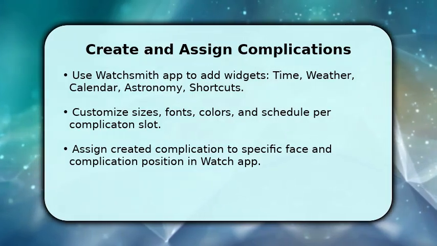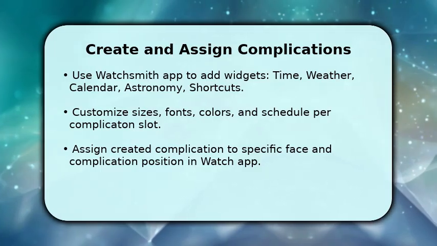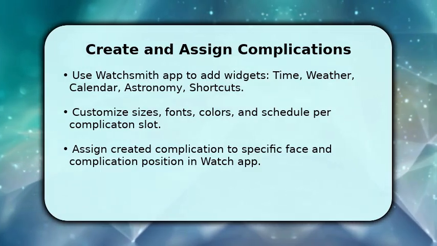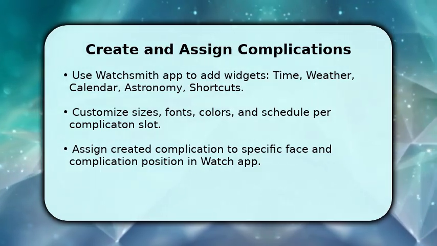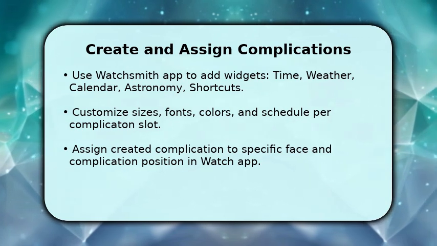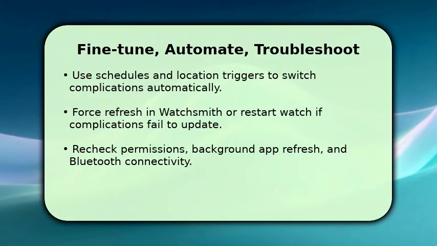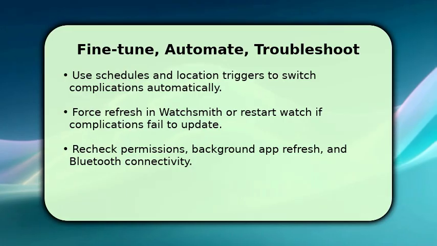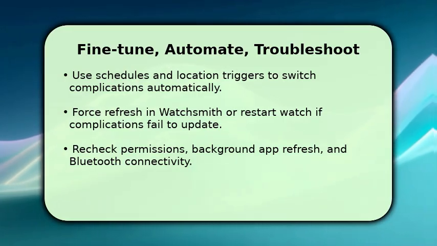Once satisfied, return to the Watch app and assign the new Watchsmith complication to the desired position on your chosen watch face, so it displays live. Finish by fine-tuning behavior and adding automation. Set schedules, use location-based triggers, and create shortcut actions to swap complications when routines change.